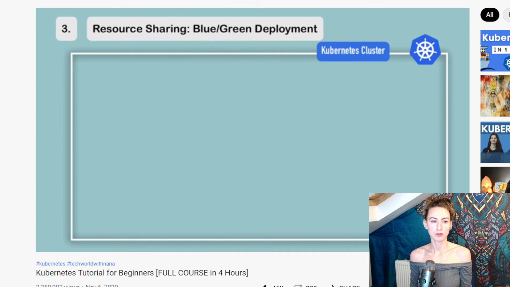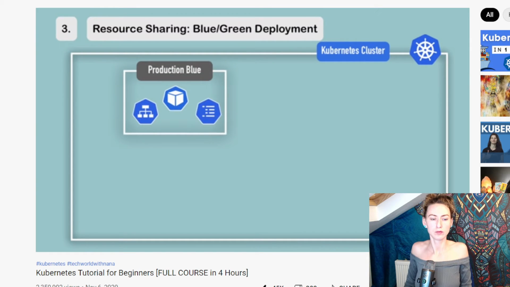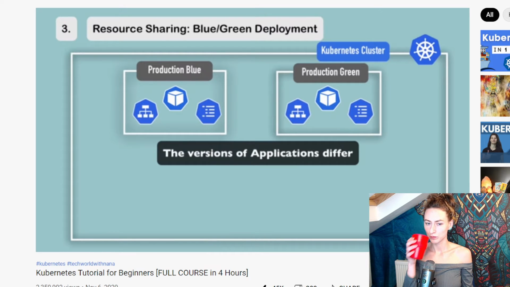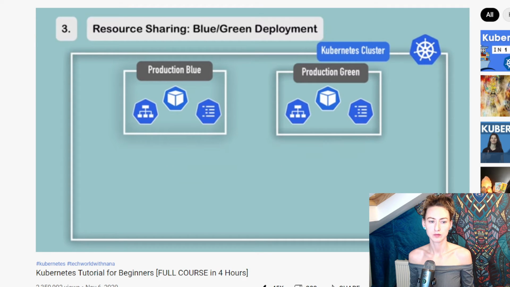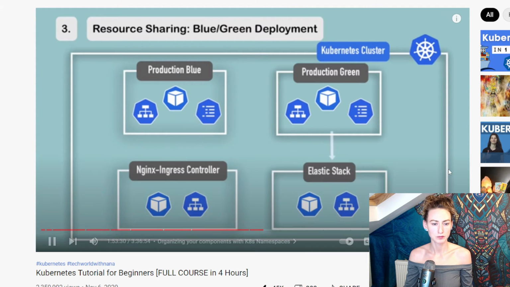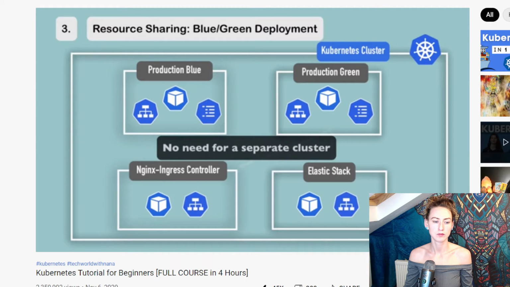Another use case for using namespaces is when you use blue-green deployment for your application, which means that in the same cluster, you want to have two different versions of production. The one that is active, that is in production now, and another one that is going to be the next production version. The versions of the applications in those blue and green production namespaces will be different. However, the same as we saw before in staging and development, these namespaces might need to use the same resources, like again, Nginx controller or Elastic Stack. And this way, they can both use these common shared resources without having to set up a separate cluster.